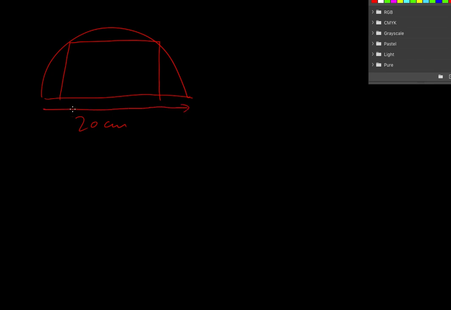Hey math kids, here's the third optimization problem. It says infinitely many rectangles can be inscribed in a semicircle of diameter 20. Alright, so we have a semicircle and this would be a rectangle inscribed in there and it's 20 centimeters for the diameter. Find the shape of the largest rectangle which can be inscribed.